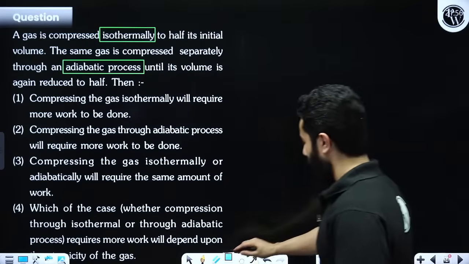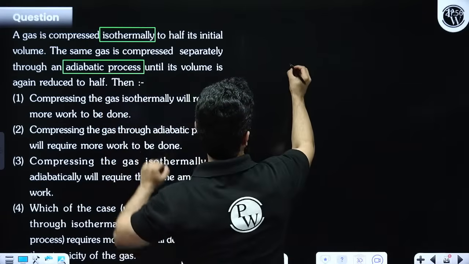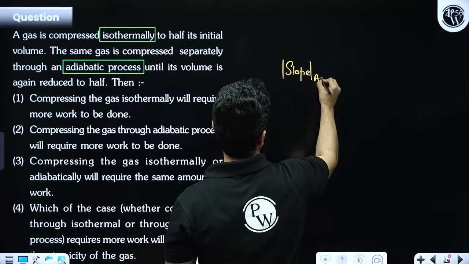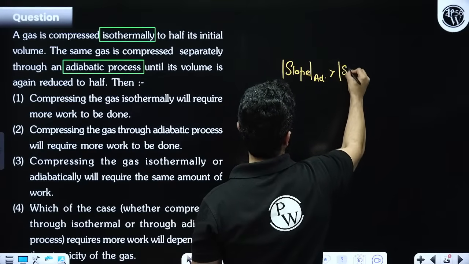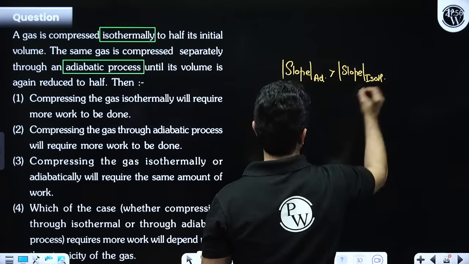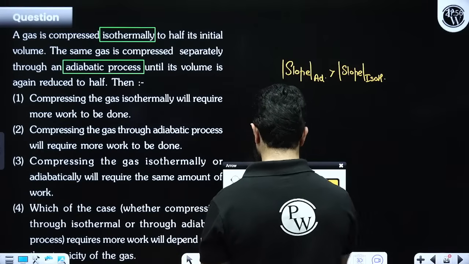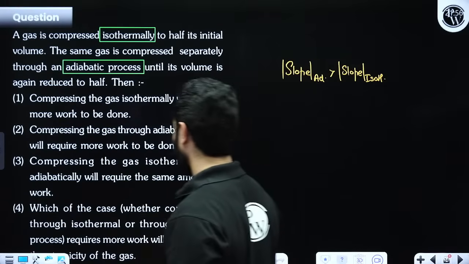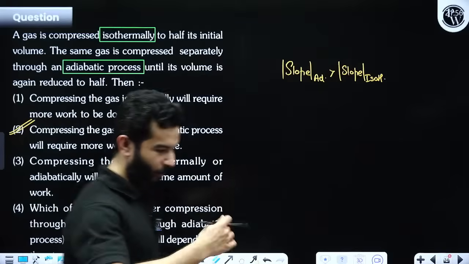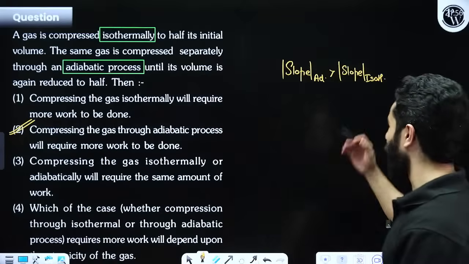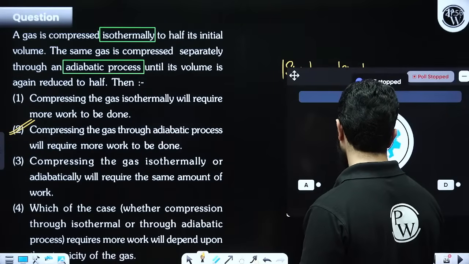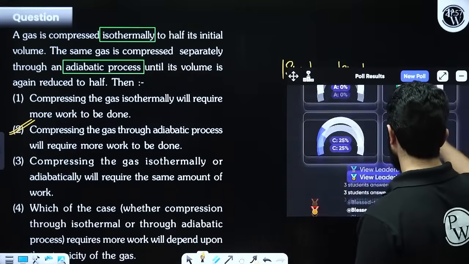If you want to compare adiabatic and isothermal, you must remember that the slope of adiabatic is greater than the slope of isothermal. Right? So compressing the gas through an adiabatic process will cover more area, I mean, when you draw the graph, because it has more slope. So compressing the gas through an adiabatic process will require more work to be done. Very easy, 60 seconds was more than sufficient.